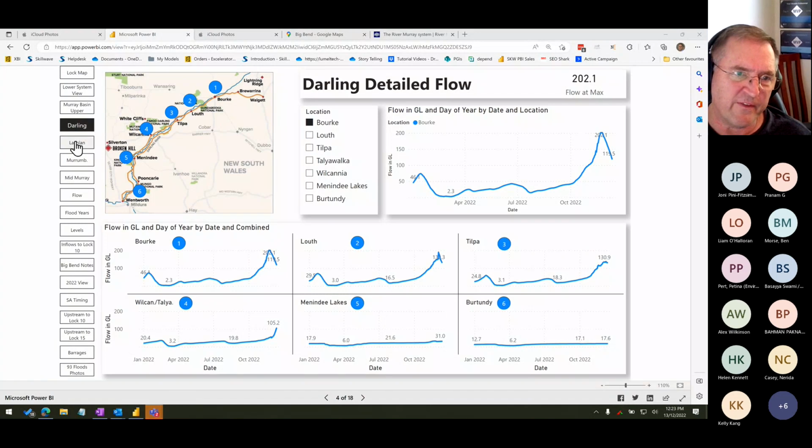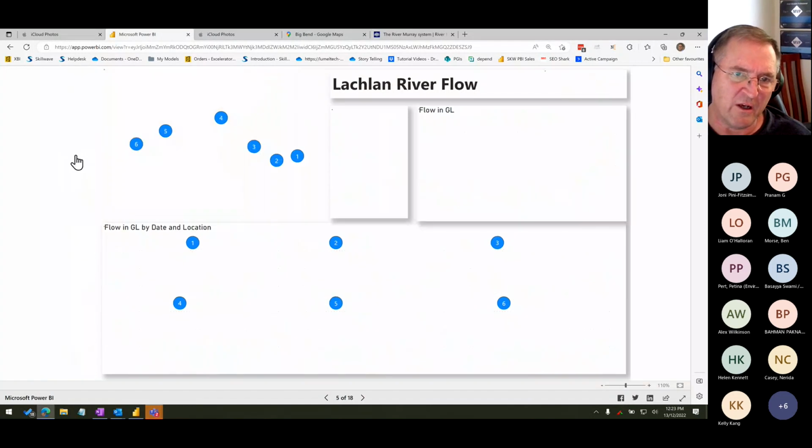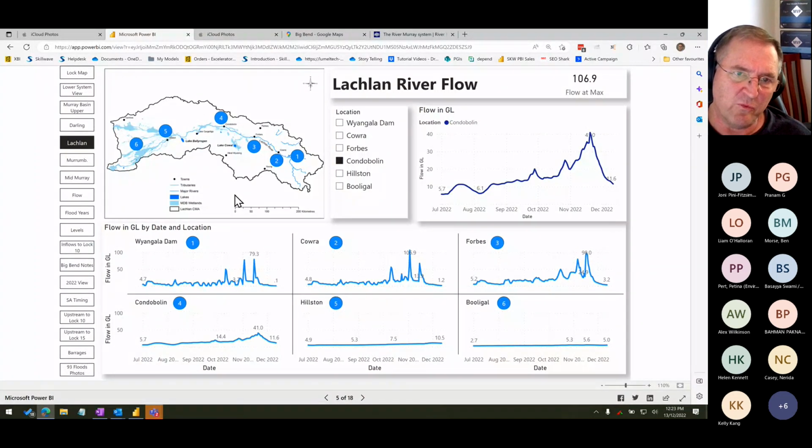So I've got one of these for the Darling. I've got one for the Lachlan. The Lachlan was even more responsive to the geography. So there was this Wyangala Dam where they dumped a whole lot of water as a result of the dam being full, and then that flowed downstream and hit Cowra and Forbes. You can see that they've had 2 or 3 different peak events here that have caused them to flood. But very quickly, that water has dissipated.